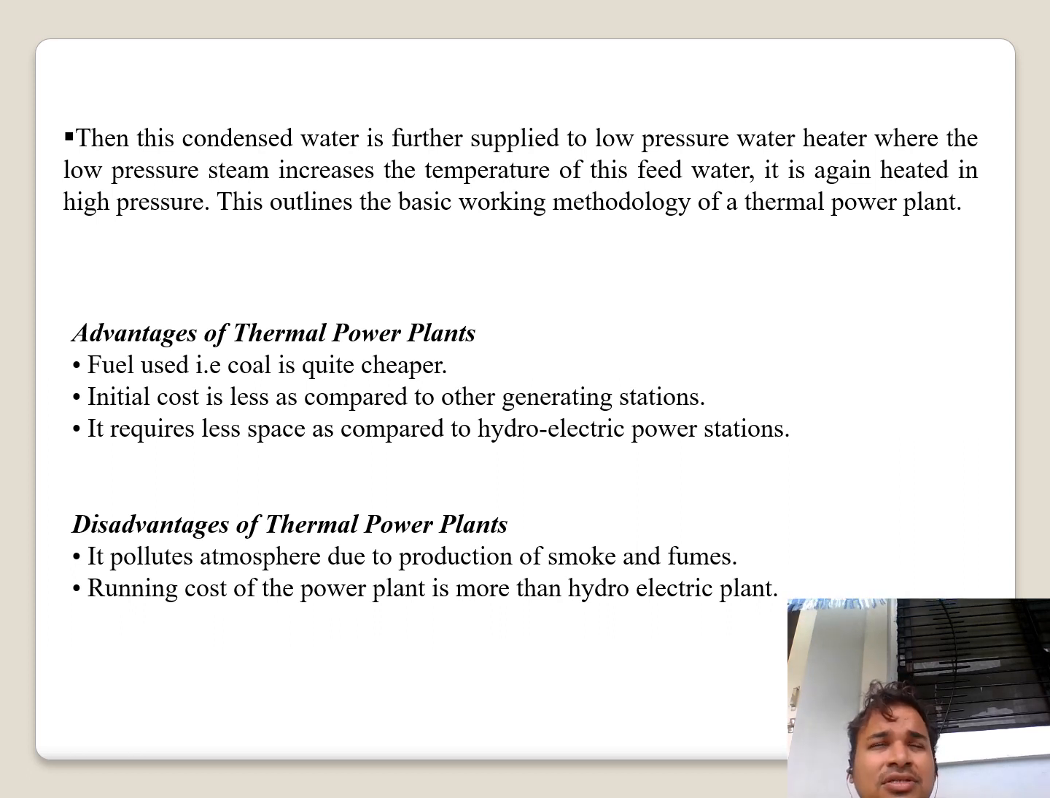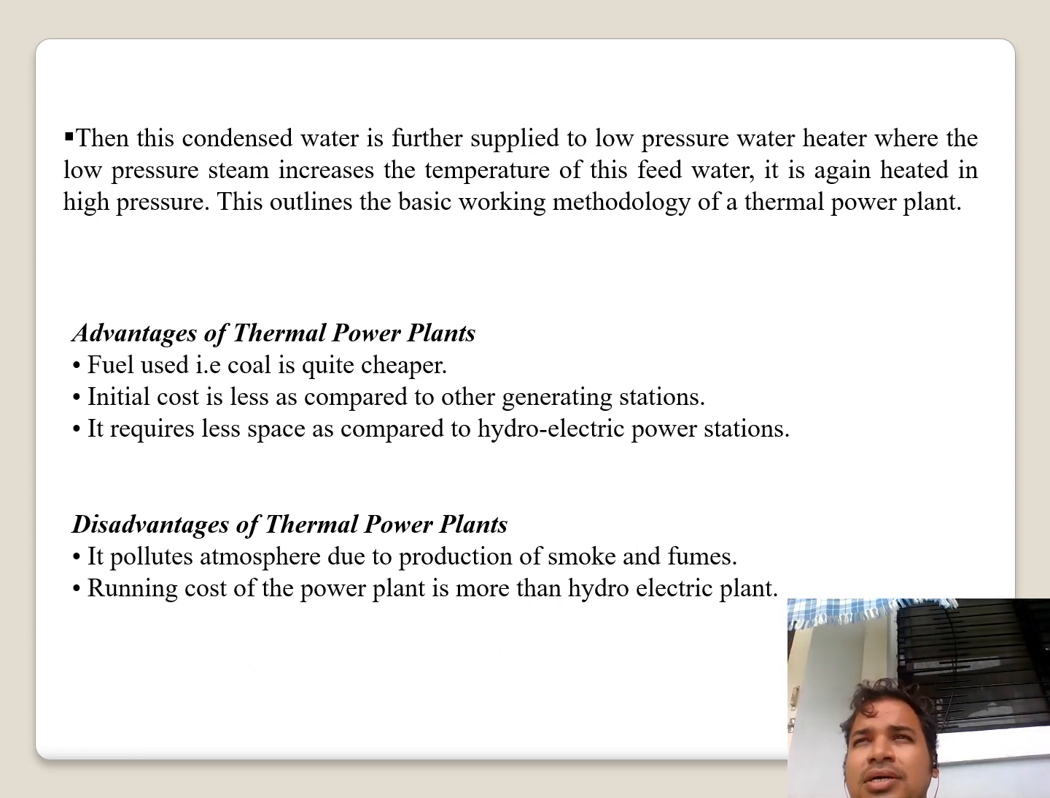Okay, means in the first case, what we saw in the advantages was that the initial cost is less compared to the other generating stations. Initial cost is less means, first of all, if you have to simply erect a thermal power plant, erection of a thermal power plant is easier than the erection of a hydroelectric power plant. But if you have to run a thermal power plant, the cost is twice as compared to the hydroelectric power plant. So the cost is twice.